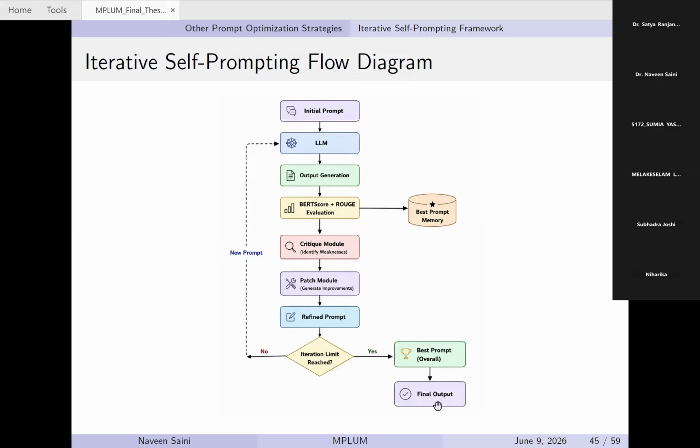But you will get the output, that is sure. In one iteration the prompt quality is good and the summary quality is good. In another, the summary quality may decrease. And in the third one, the summary quality may increase. So it's like a blind box, a black box, you can say.